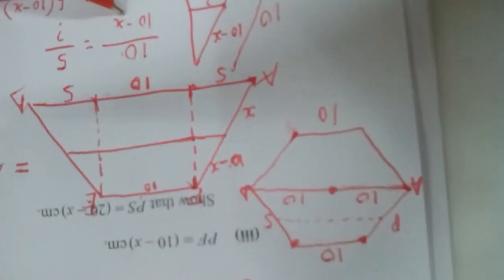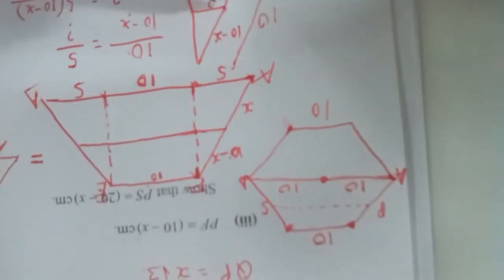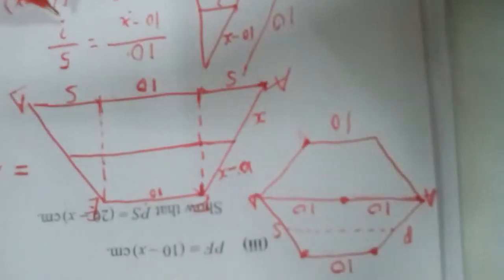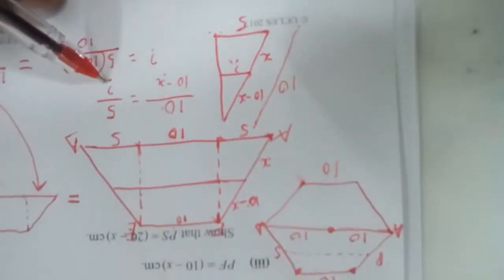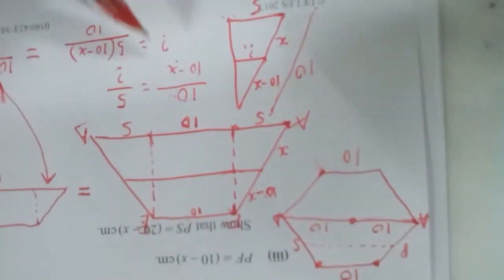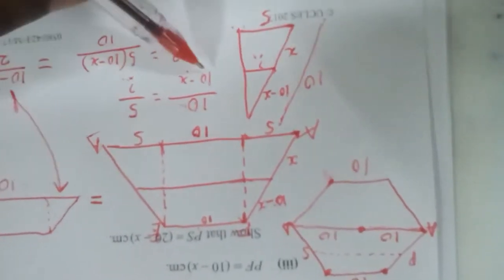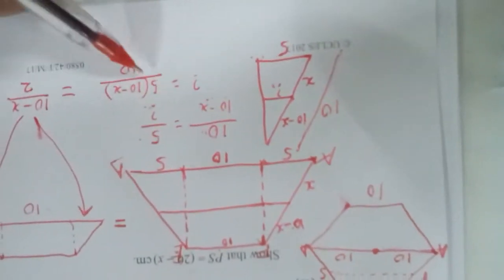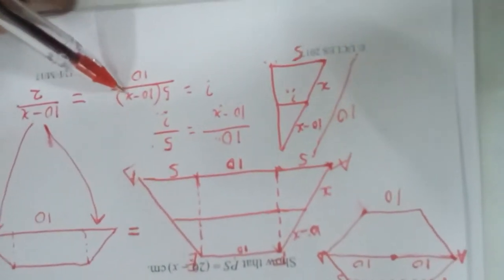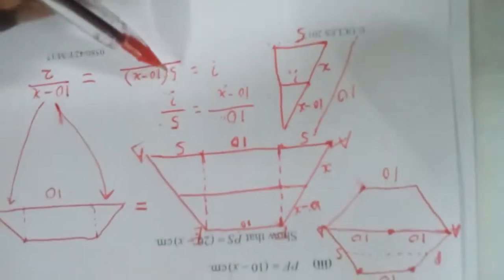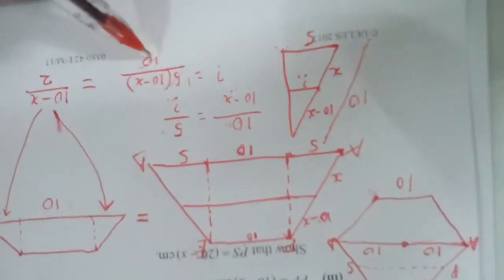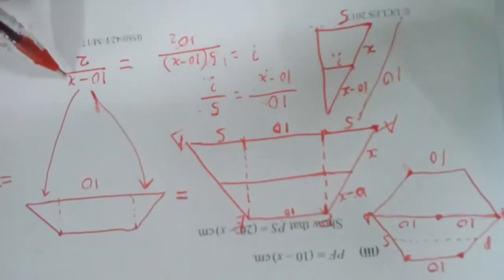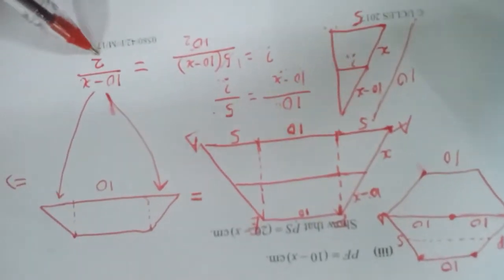10 over 10 minus x equals 5 over what we don't know. We are looking for what we don't know, so we take it across, cross multiplication. 10 will come down and 10 minus x will go to 5, and we obtain 5 bracket 10 minus x over 10. When you simplify, 5 goes, 10 will be 2. Hence, we have 10 minus x over 2.